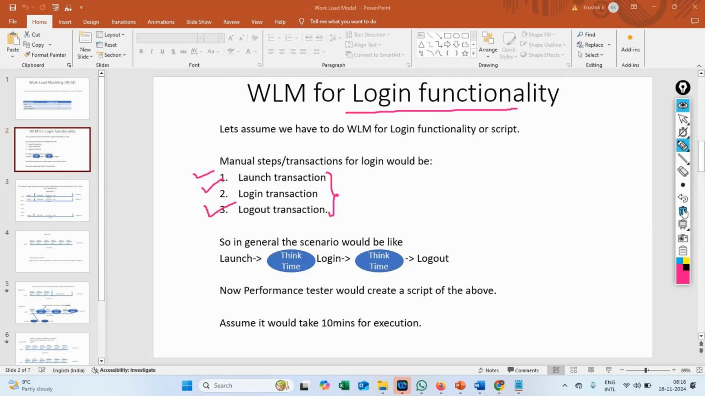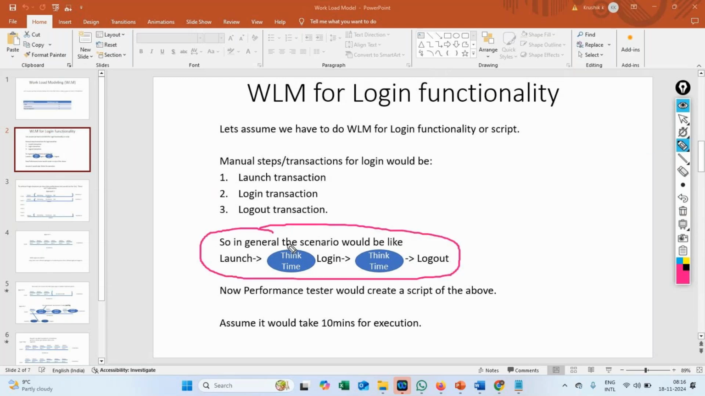Okay, everyone agree? Now, in general, the scenario would look something like this. The user would launch the application, and then there will be something called think time, and then login, and then again think time, and then logout. So these are transactions: launch is one transaction, login is one transaction, logout is one transaction. But what about this think time?